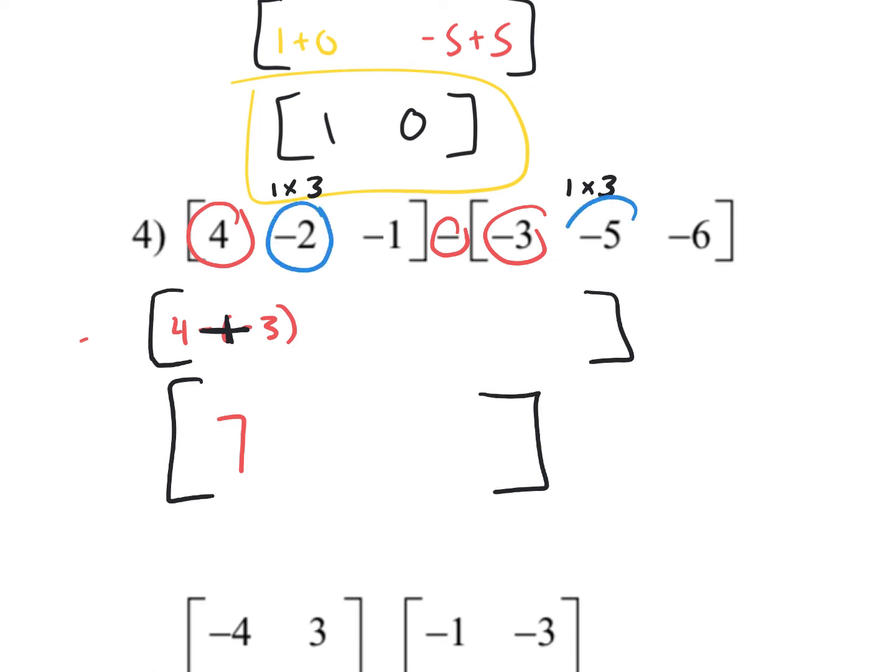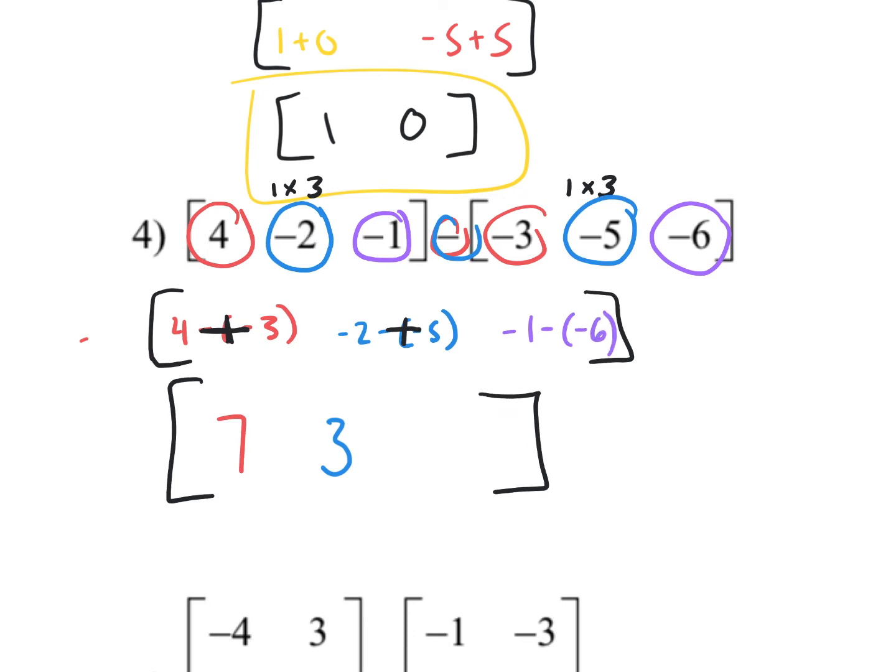Next, we have -2 minus -5. What happens when you subtract a negative? It becomes plus. So what's -2 plus 5? +3. And lastly, we have -1 minus -6. So minus -6 turns into a plus. So what's -1 plus 6? +5. Because the 6 is positive and it's bigger than 1, your answer is positive.